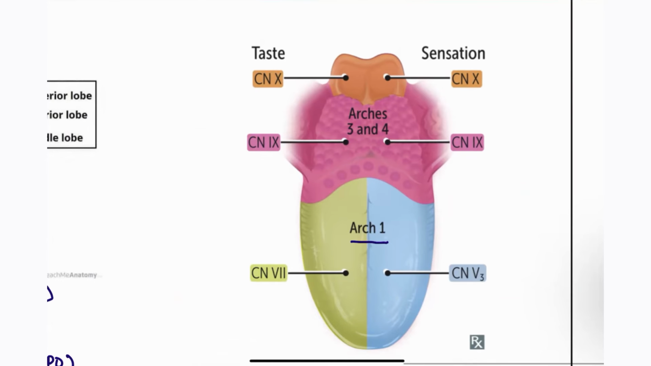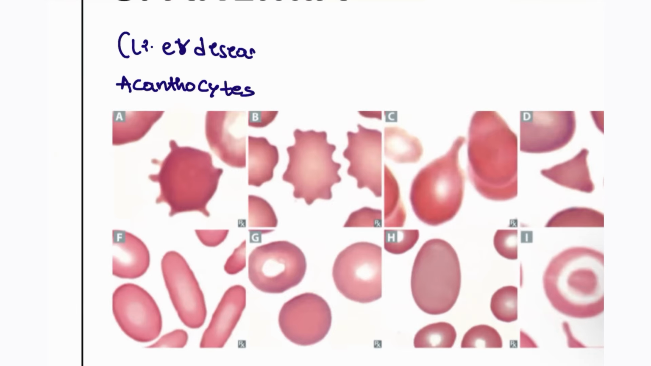Next, moving on to anemia. In the anemia part, you have to take note of the important parts: what the cells are and how we are going to interpret them. Here you can see, guys, this is the common picture of the blood smear that we are going to see. First, these are acanthocytes, seen in conditions such as liver disease. Next, these are echinocytes, seen in patients suffering from end stage renal disease.